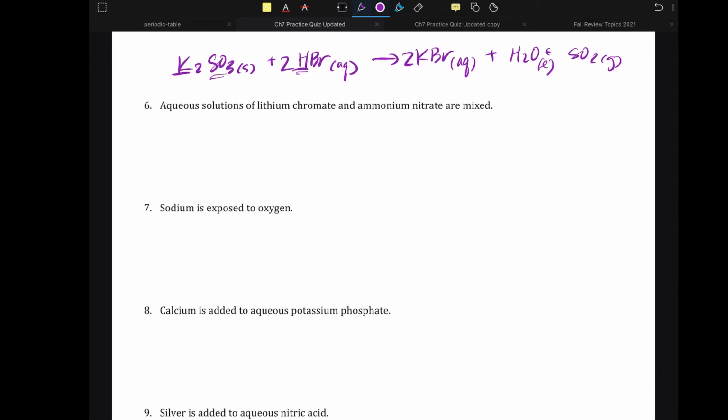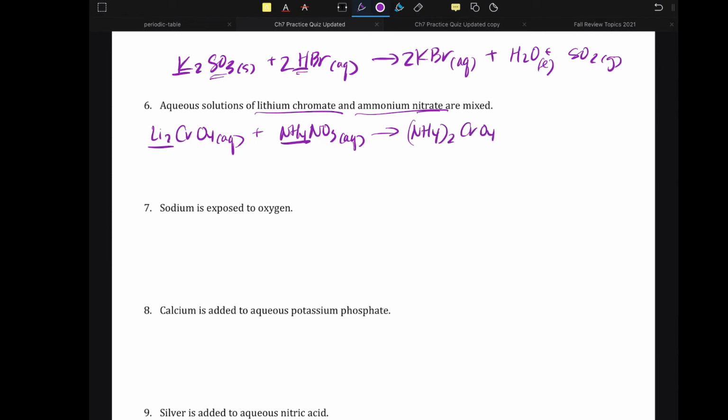All right, next up. It says aqueous solutions of lithium chromate and ammonium nitrate are mixed. So again, charges. Lithium chromate is Li2CrO4, aqueous, mixed with ammonium nitrate, NH4NO3, those are all ones, so this is aqueous. Then we switch our cations, so NH4 will now be stuck to the chromate, and this is on our always soluble list, and then we'd have lithium nitrate, also on our always soluble list. Then we would go back and balance and we would be good to go.